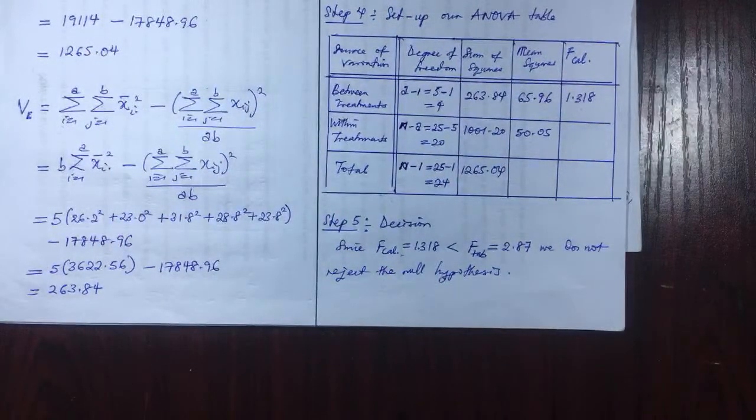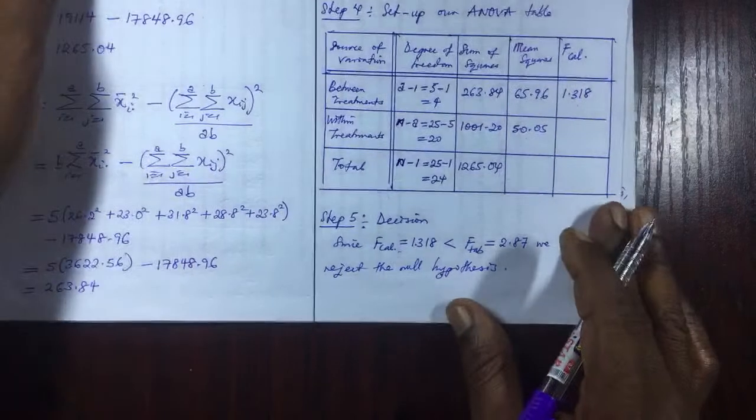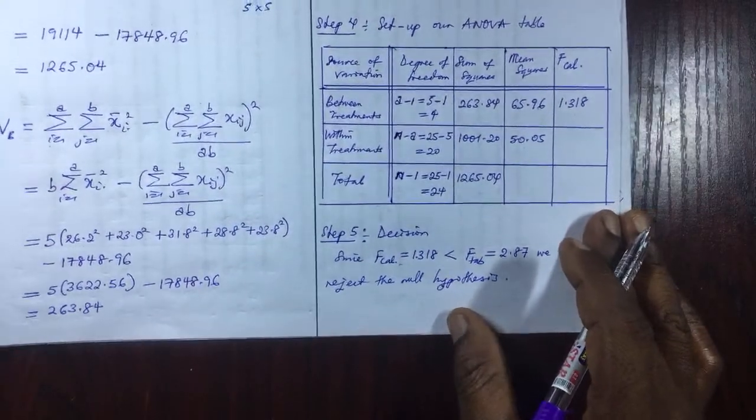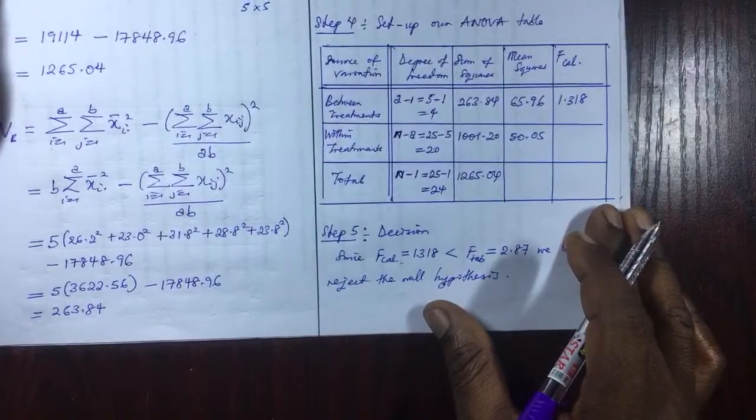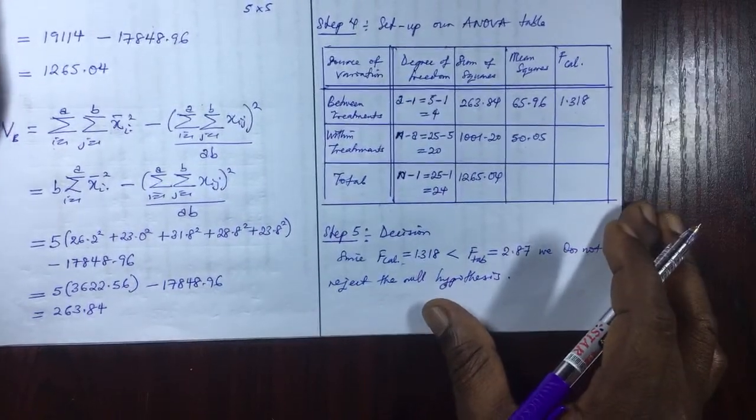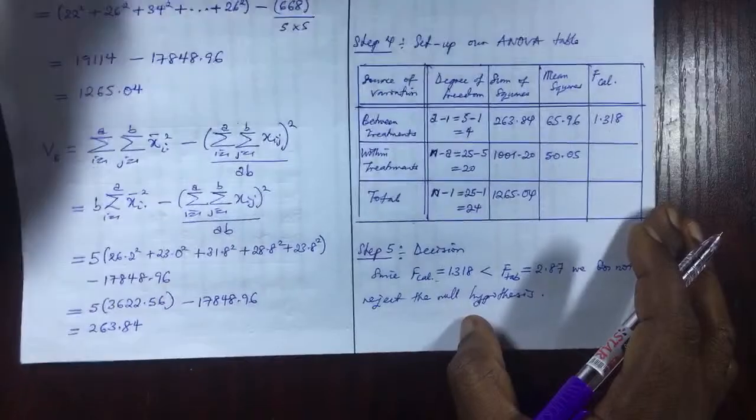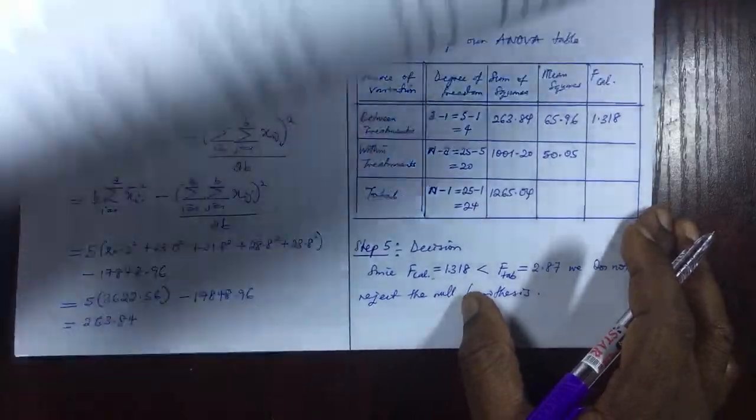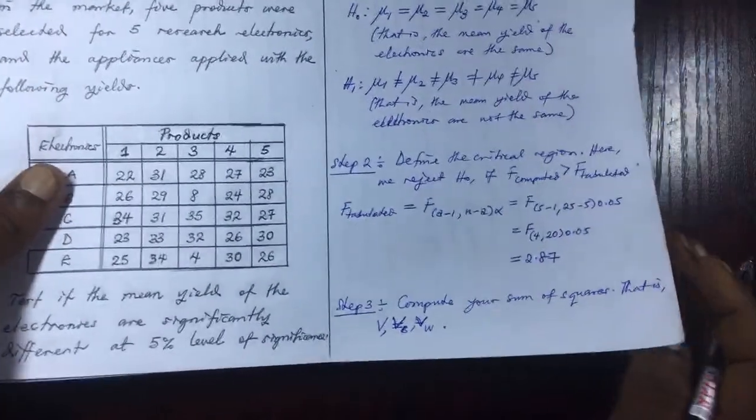Once you have your F calculated less than your F tabulated, you do not reject the null hypothesis. So guys, this concludes question number 1. And what was question number 1 again, guys? It was a problem on one-way Anova for balanced data. So let's now move over to question 2.